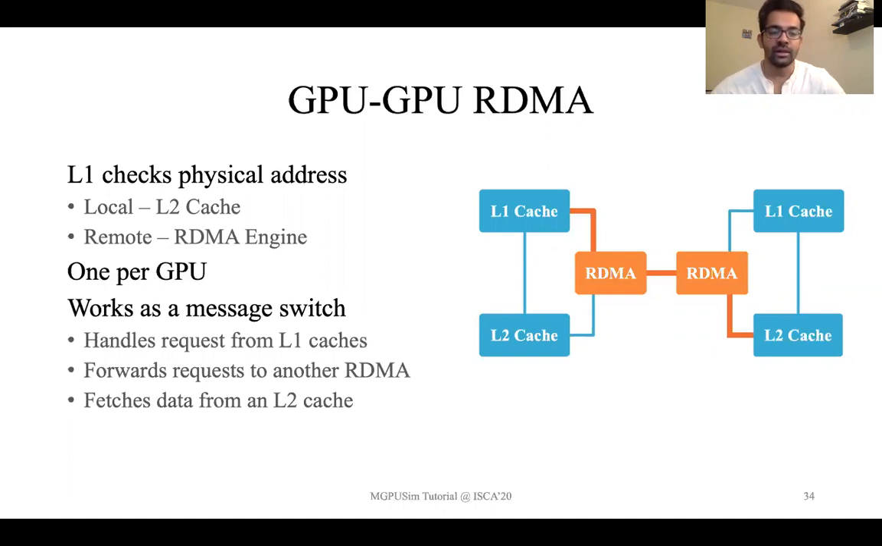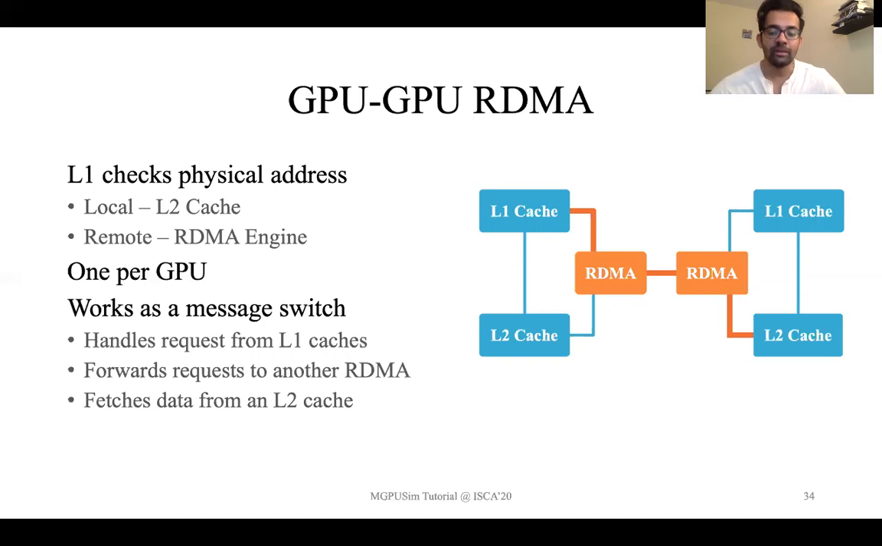However, if it finds that the data is on another GPU, which can be easily found by looking at the physical address, then the request will be forwarded through the RDMA engine to another GPU. The way the L1 cache can know whether a physical address is on this GPU or another GPU is by maintaining a simple map of these physical memory partitions. Currently there's one RDMA model per GPU, which works as a message switch. Whenever the L1 cache has a miss, it will first forward its request to the RDMA in case it finds that the data is present in another GPU.